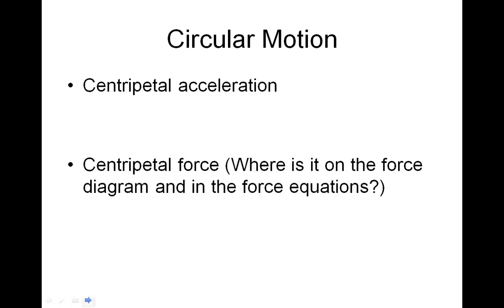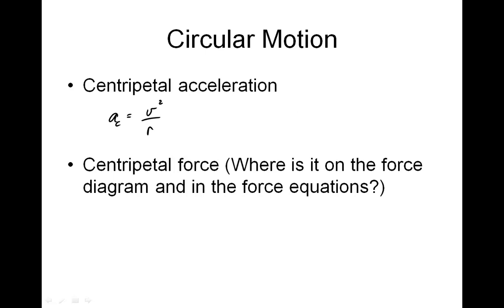It's time to look at forces as they pertain to circular motion. We want to recall from previous lectures that we talked about centripetal acceleration, and we said that the centripetal acceleration was equal to the speed squared divided by the radius of curvature. In the case of uniform circular motion, the speed never changes and the radius of curvature never changes.